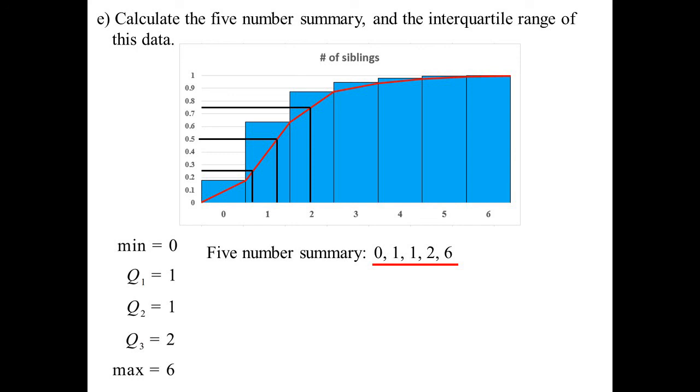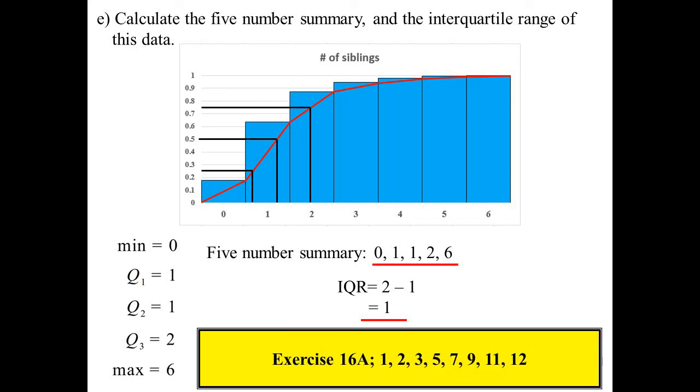From there, although it hasn't asked us to do it, we could then draw a box and whisker plot and those sorts of things. But the interquartile range, remember, is Q3 minus Q1. So 2 minus 1 is 1. And there's a little recap on our basic stats.